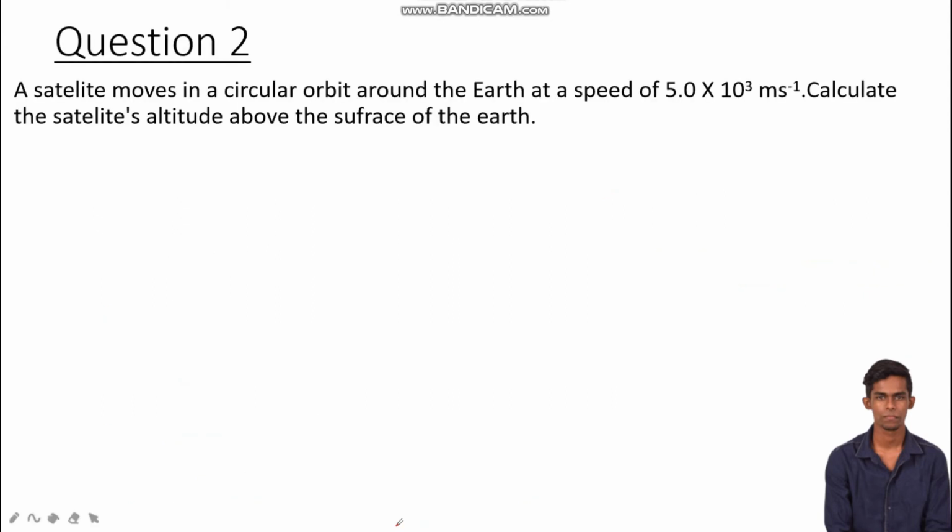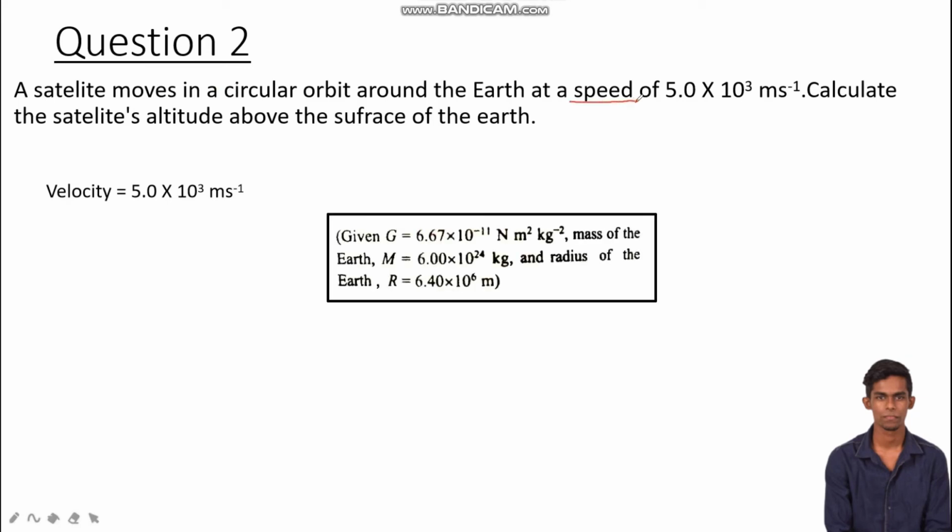Next is the second question. A satellite moves in a circular orbit around the Earth at a speed of 5 times 10 power of 3 m/s. Calculate the satellite's altitude above the surface of the Earth. So, as usual, we need to write down all the information given in the question. Next, it is advisable to write down the gravitational constant, the mass of the Earth, and the radius of the Earth also. Okay, the question asks for the satellite's altitude.